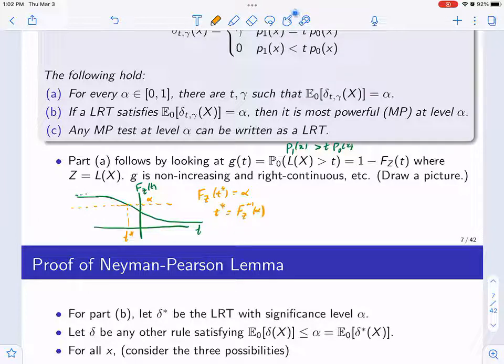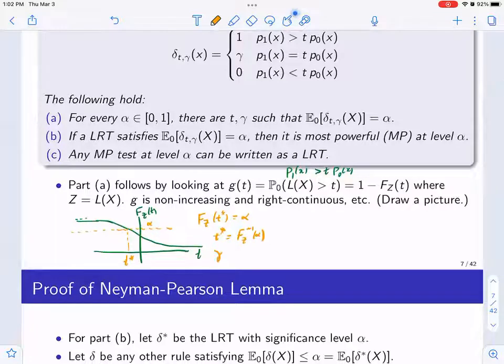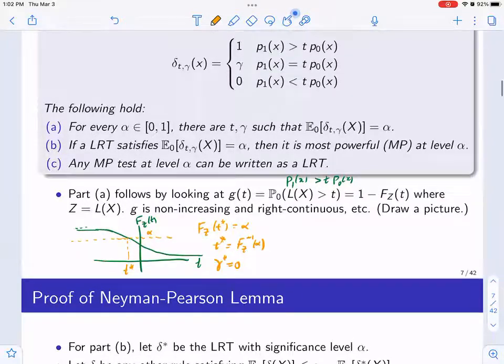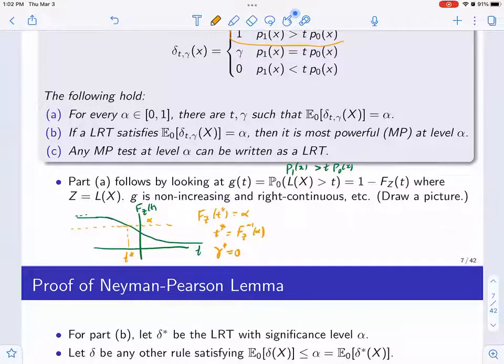And you can easily see that if I set gamma, like in this case, equal to 0, then basically fz of t star is just the probability that this is rejected. Okay, this is 0. The probability of rejection is just the probability of this, which is just fz of t star, which is equal to alpha. So we achieve what we want. Simple. There is no randomization.